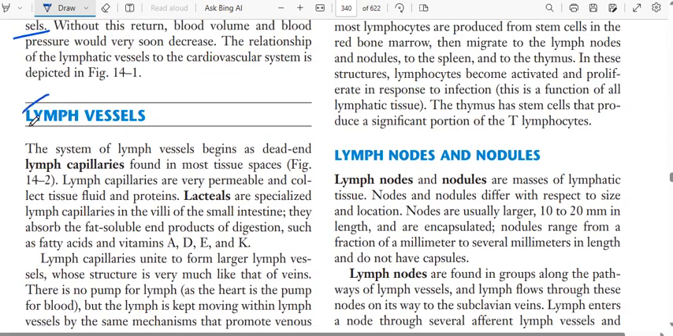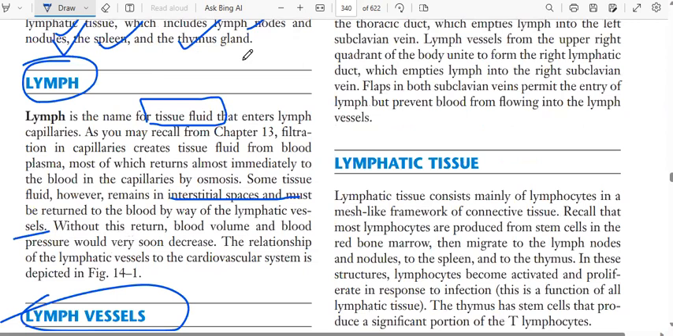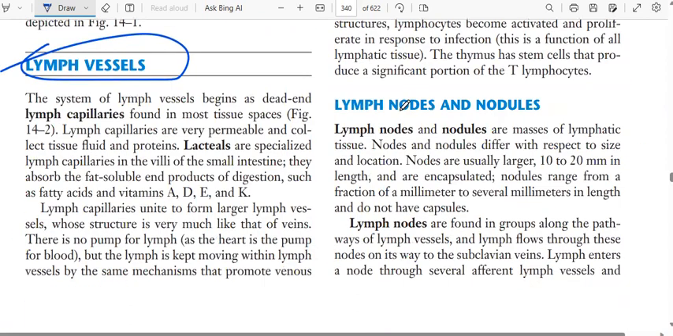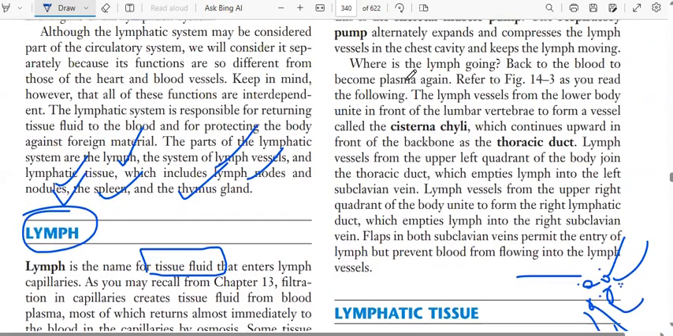Next, we have lymphatic vessels. This fluid remains here. If the tissue is here, we have some fluid here, some fluid here. So we need vessels, pipelines, to take that fluid and return it to the blood. How? What are lymph vessels? We will discuss it here.